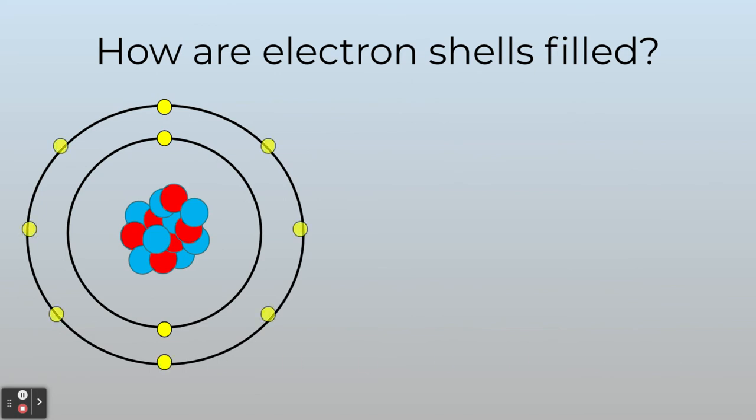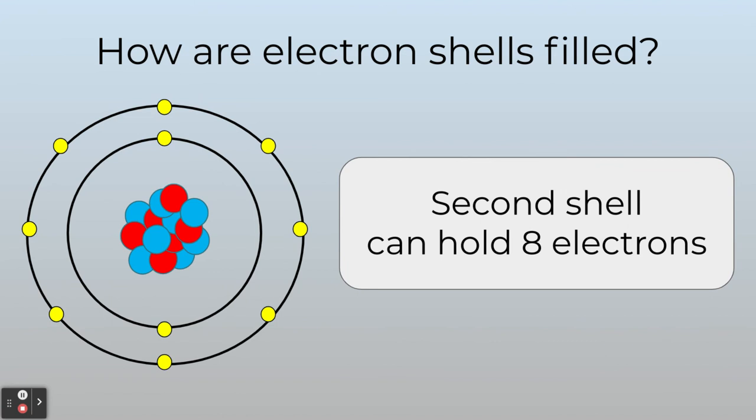And we can put more electrons in there. We can fit actually up to 8 in this second shell. It's bigger than the first one, so we can fit more electrons. So that second shell can hold up to 8 electrons.